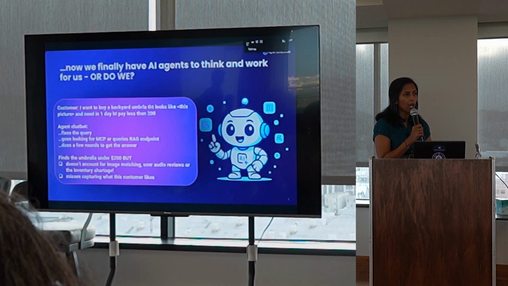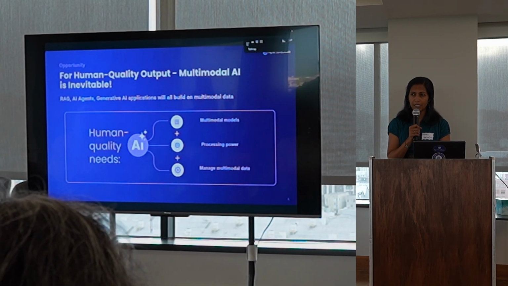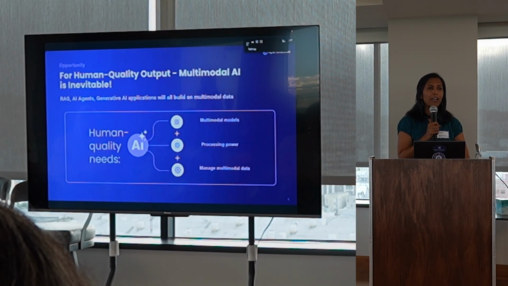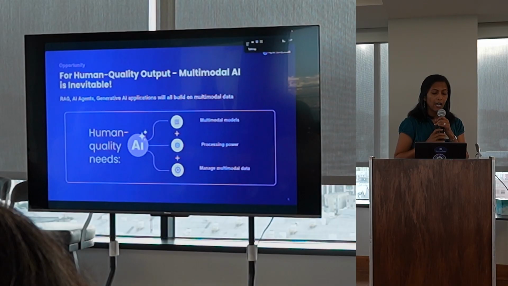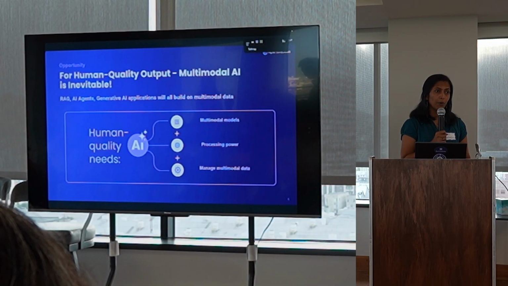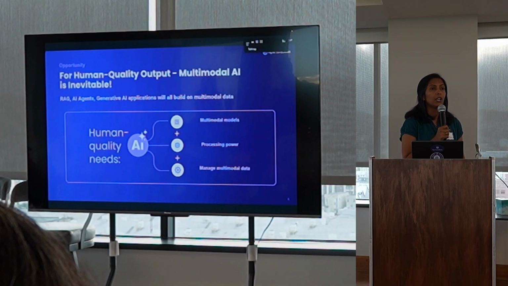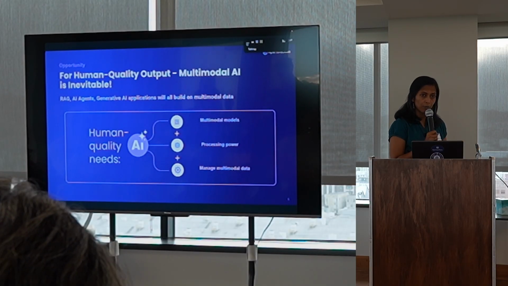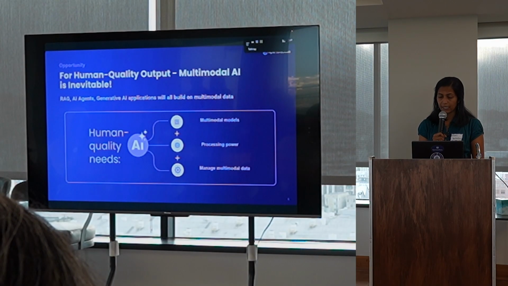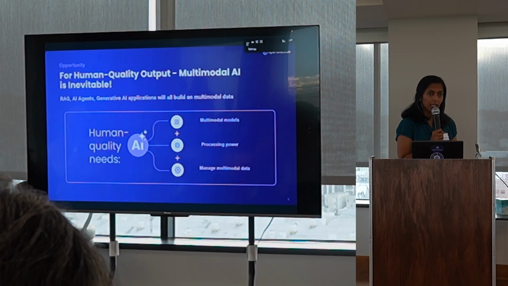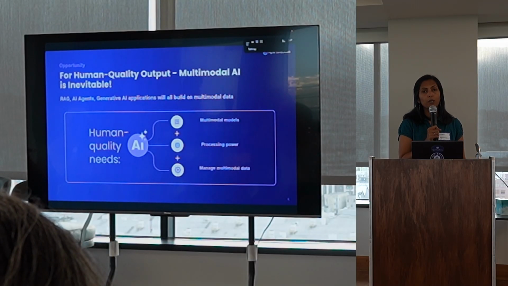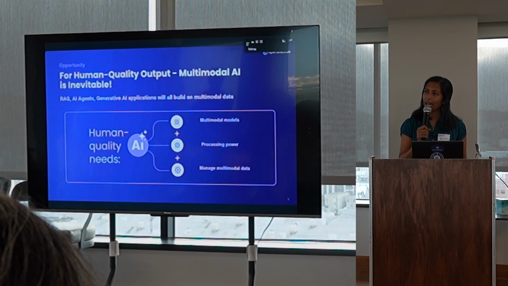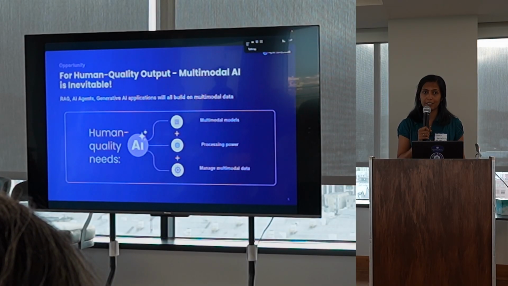So if you tie all these pieces together, going through the different phases of AI development, what does that tell us? There are three key components in order to make human quality AI possible: multimodal models, processing capabilities, and managing multimodal data. I think we are doing pretty well with the multimodal models. Processing is at its best now, and there's so much you can execute.